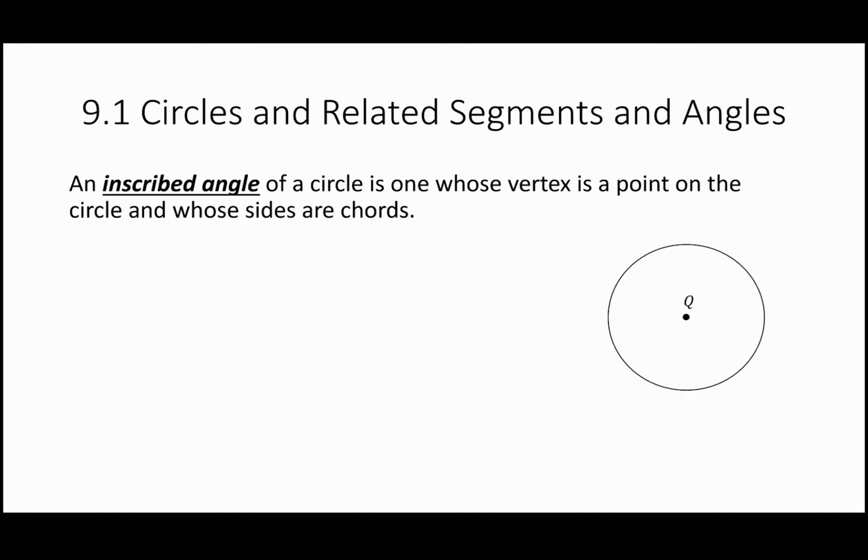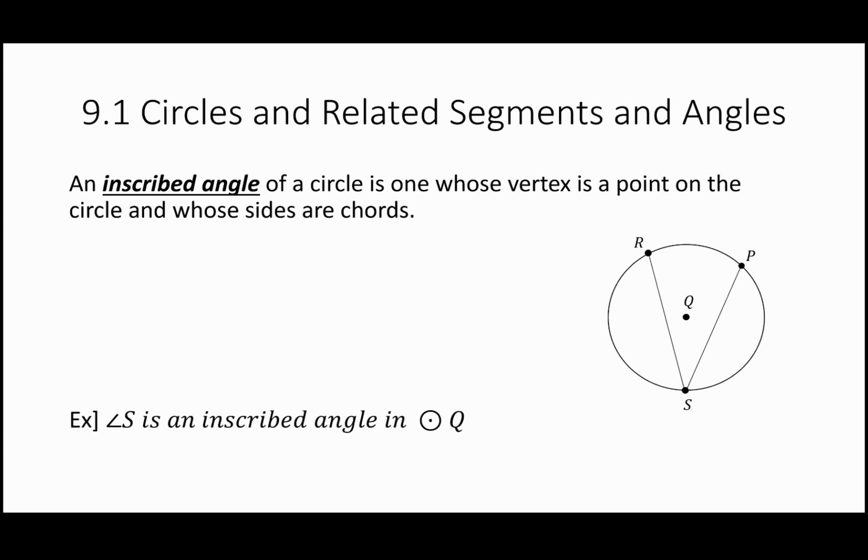All right, now we're going to be defining an inscribed angle. An inscribed angle of a circle is one whose vertex is a point on the circle and whose sides are chords. So here's an example of what an inscribed angle looks like. Okay, so this would be angle RSP, if you like. Or we could just call it angle S if we want to, which is what I've done in my notes. So angle S is an inscribed angle in circle Q.